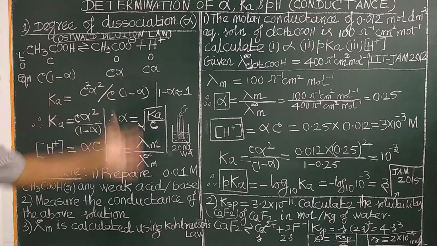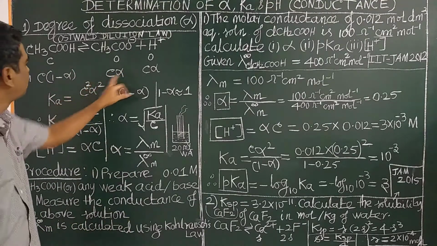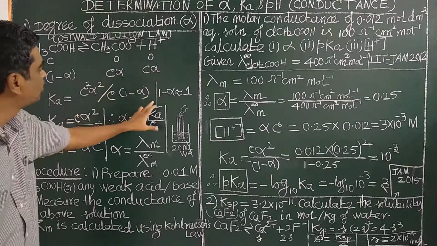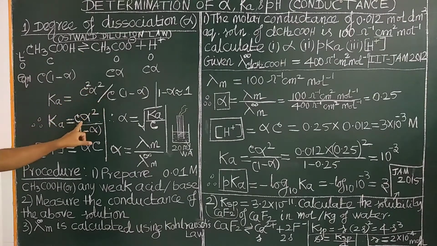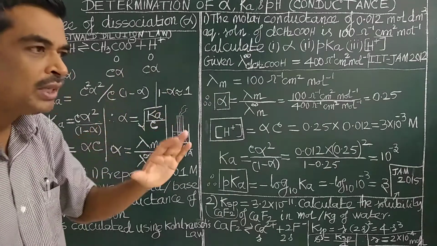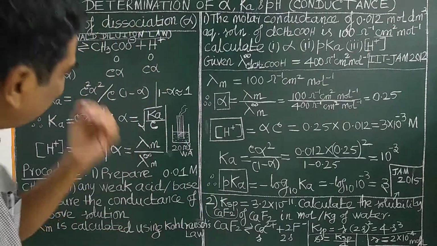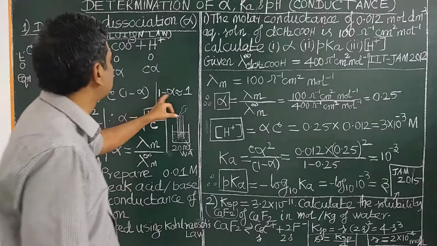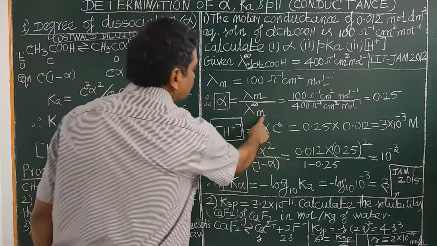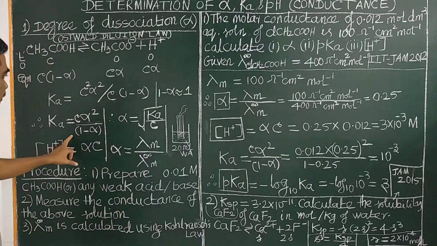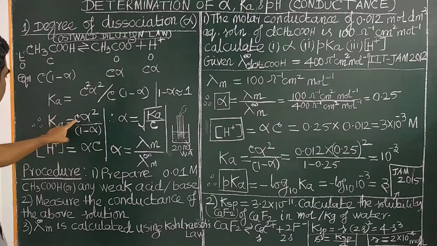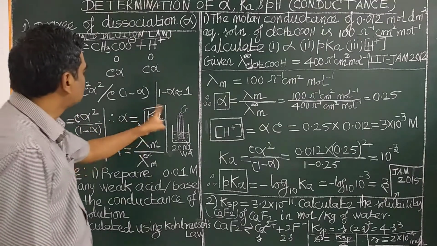Therefore, by applying the law of mass action, Ka equals the concentration of the product ions divided by the concentration of the reactant, C alpha whole square divided by C into 1 minus alpha. C gets cancelled, so Ka equals C alpha square by 1 minus alpha. In some cases the degree of dissociation is very small, 0.00 something. Therefore, 1 minus alpha is taken as 1. For example, in the problem I will show, the degree of dissociation is larger, so the full formula is used. If 1 minus alpha is 1, then Ka equals C alpha square, so alpha equals square root of Ka by C.